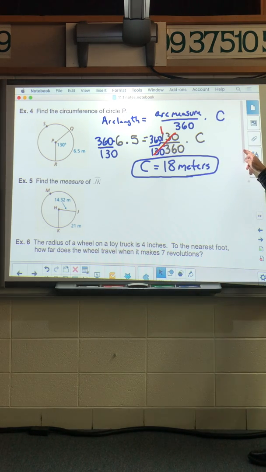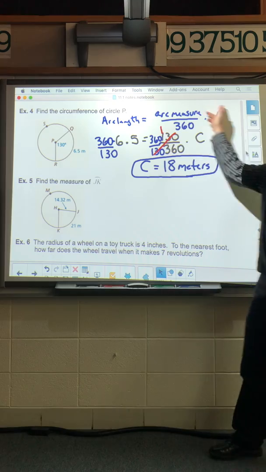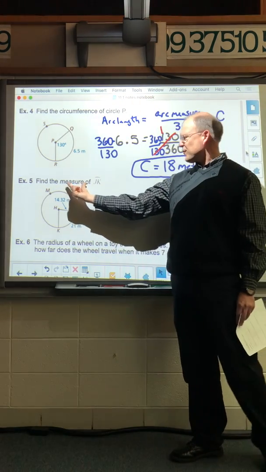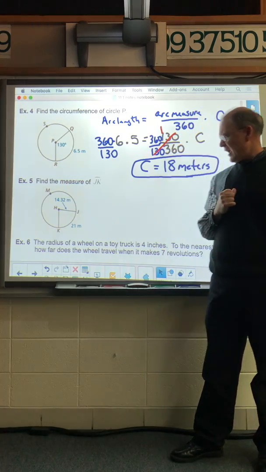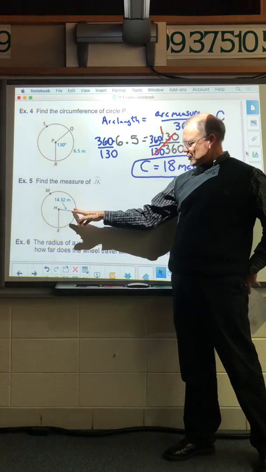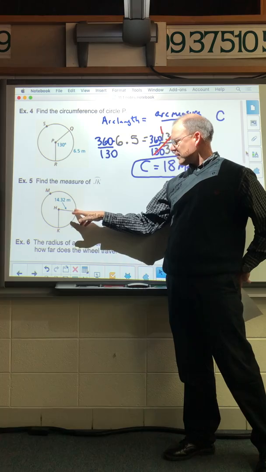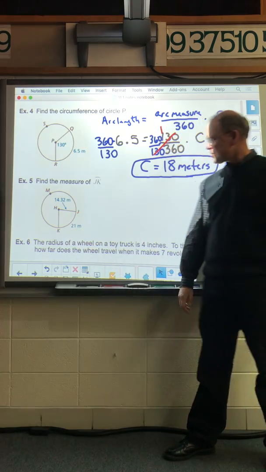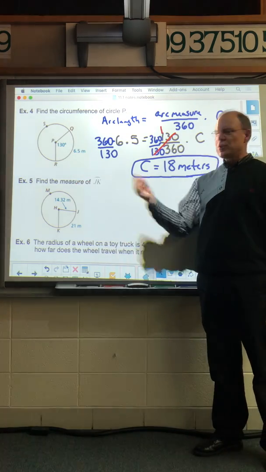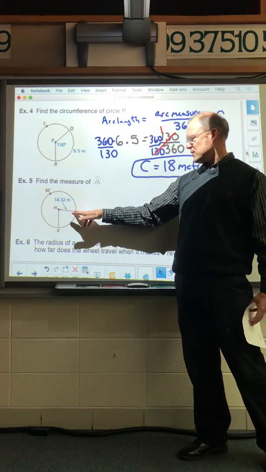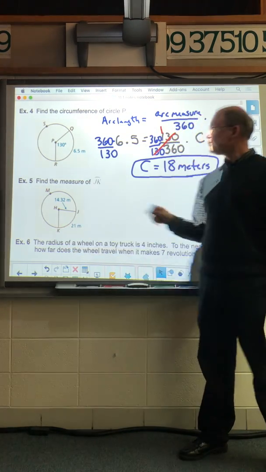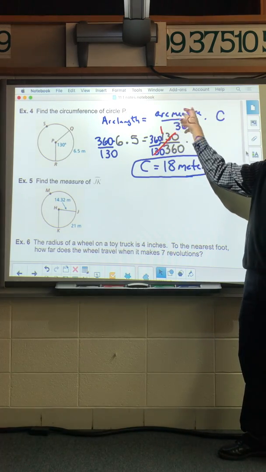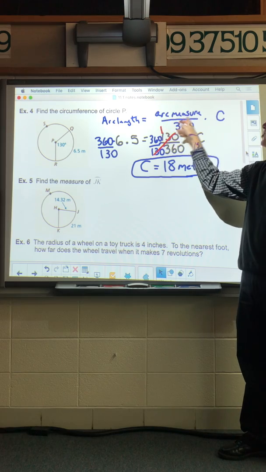Okay, next example. We're going to use the same formula. This is asking for the measure of arc JK. So here we're given the arc length of arc JK. The arc length is 21 meters. So the measure would be like, how many degrees is this arc? Okay, so we can use this formula, and we're trying to find the arc measure.